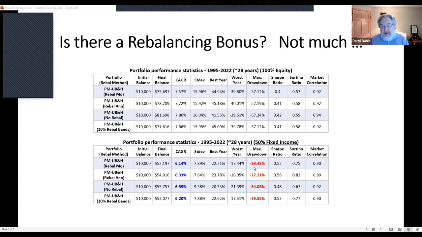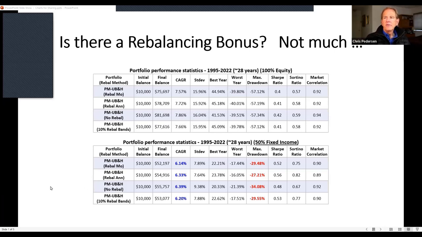But the difference in this case is that the max drawdowns were a little more variable. In 100% equity, all the max drawdowns were around 57% over that 28-year period. And in the 50-50 portfolios, they varied from 27 to 34. So that's a little bit more variation. That's great stuff, Daryl. And Chris, would you pile on here and add anything to this?